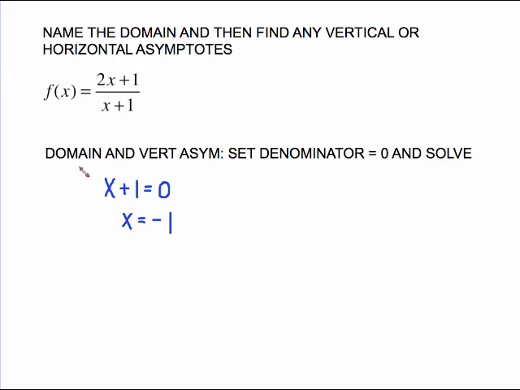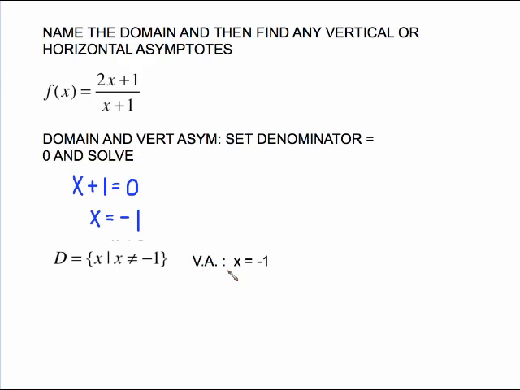This is going to help me name the domain and the vertical asymptote. The domain is the set all x such that x does not equal -1. To name the vertical asymptote, though, we have to name it from the point of view of what is the vertical asymptote. It is the vertical line, x equals -1. Vertical lines are of the form x equals some plain old number.